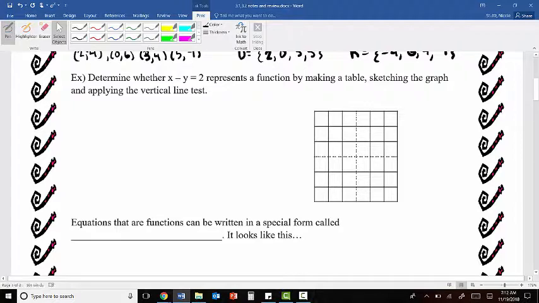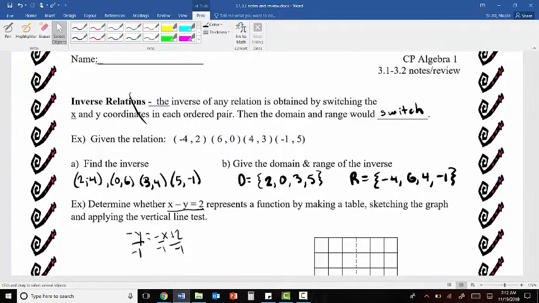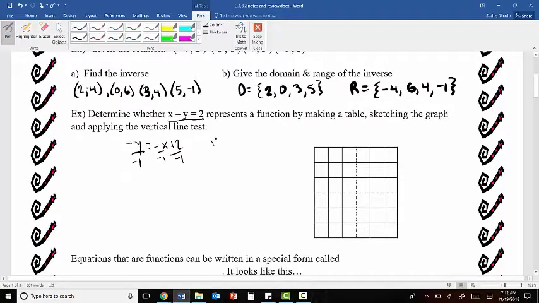For the next example, if you notice this equation does not have y by itself, so that's the first thing we want to do. That's a really good habit to do. So if I want to get y by itself, the first thing I need to do is subtract x on both sides. So now I have negative y equals negative x plus 2, and then we're going to divide everything by negative 1. So now I have y equals positive x minus 2.